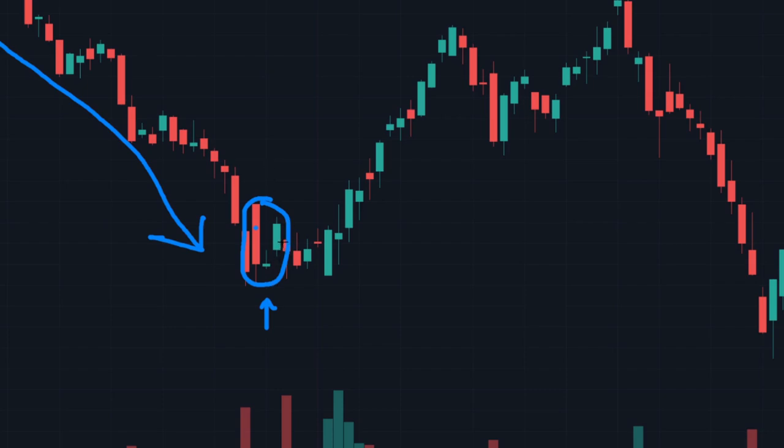So technically, this one meets the criteria for a morning star pattern. We can also see that the third candle, the green one here, goes all the way up here. So it goes deep into the red one. And after this pattern, we had some sideways movement here before the price continued to the upside.